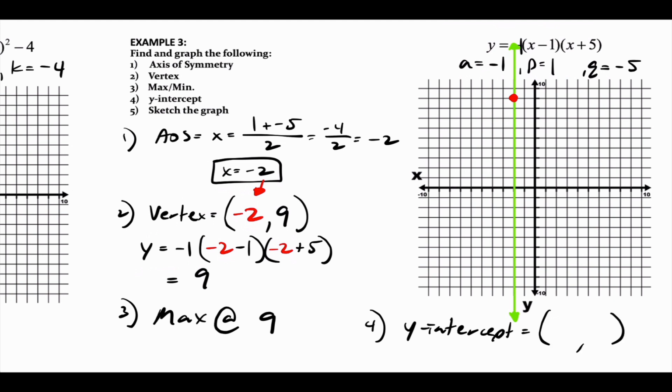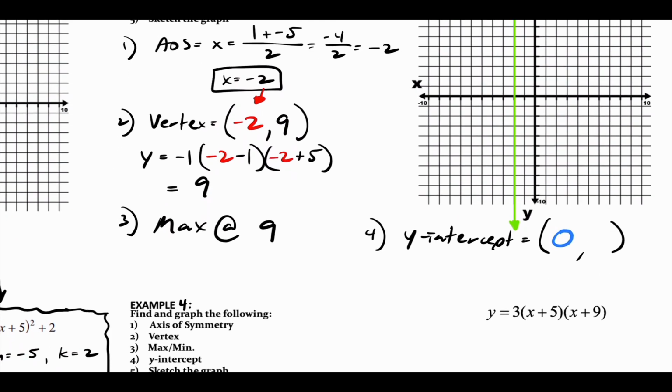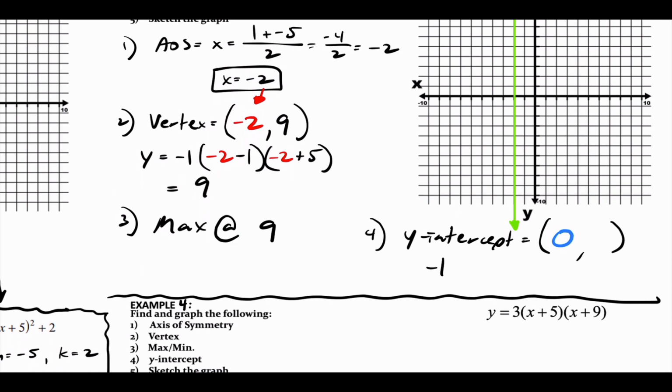Last thing, y-intercept. How do you find a y-intercept? You always plug in 0. Anywhere there's an x, plug in 0. So I'm going to do the same thing I did for the vertex, except here I'm going to plug in 0, not -2. So -1 parentheses 0 minus 1 parentheses 0 plus 5.